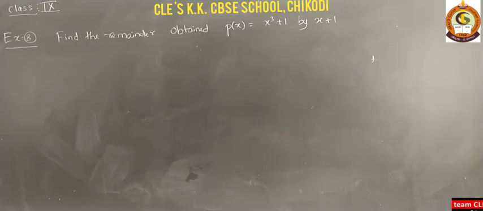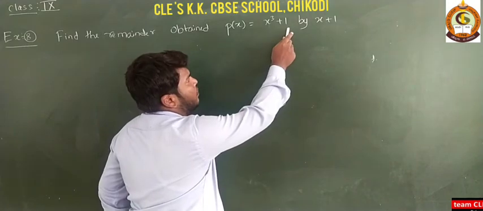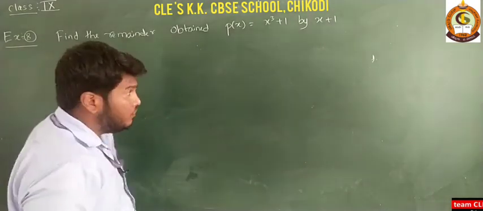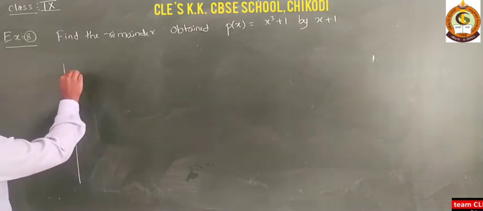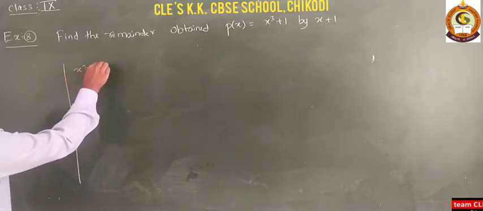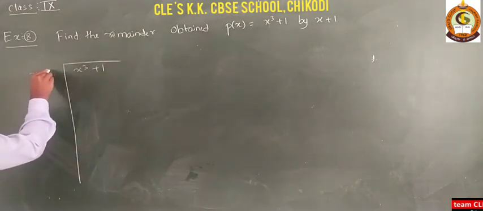Hello dear students, now see the question. Example number 8 says, find the remainder obtained when p of x is equal to x cube plus 1 is divided by x plus 1. So dear students, here first I will use the factorization method. So that is x cube plus 1, and I divide by x plus 1.